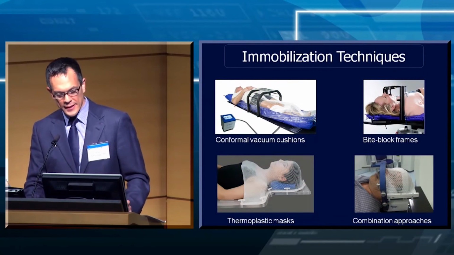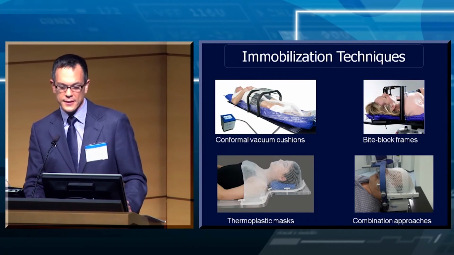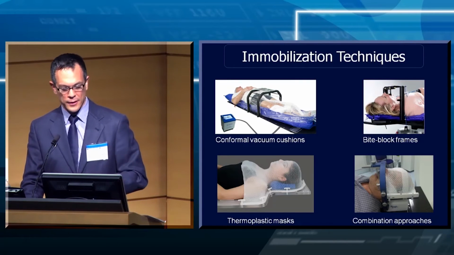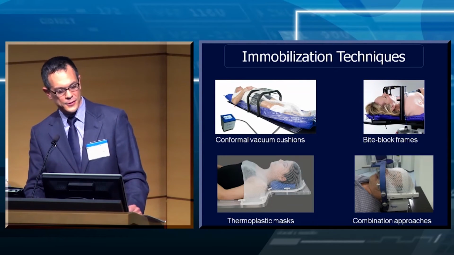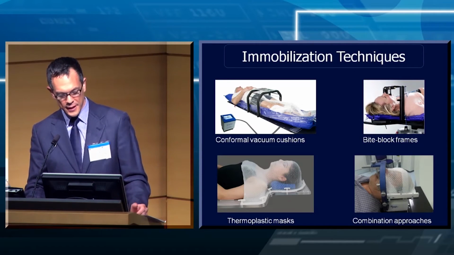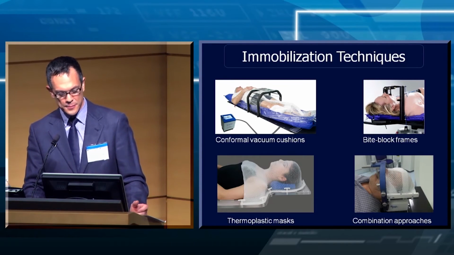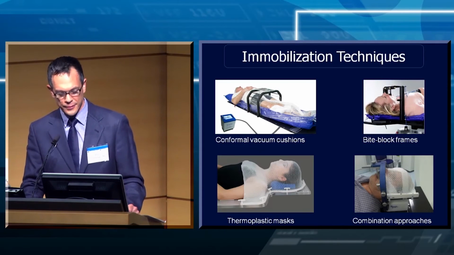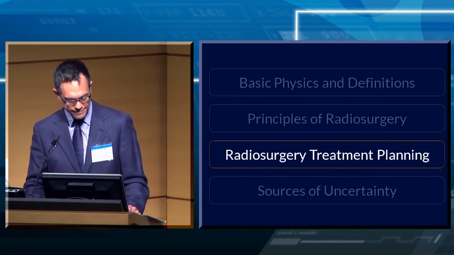You also want to try to keep the patient still while you're treating them. There's a bunch of different immobilization techniques that you can use for both regular radiation oncology and radiosurgery in particular, and they include conformal vacuum cushions, frames with bite blocks, thermoplastic mask systems, and approaches that use combinations of all of these, as well as the frames I discussed earlier that are more invasive.